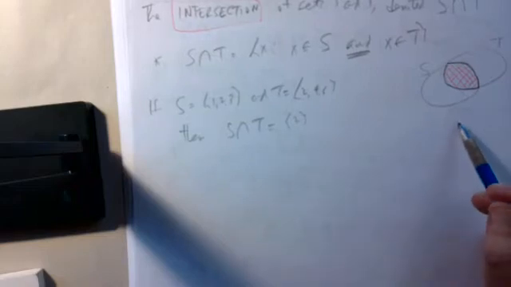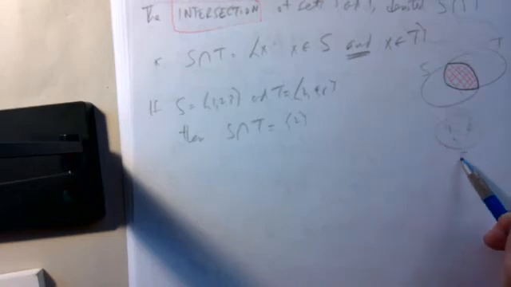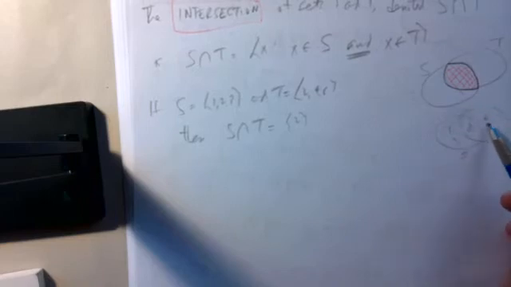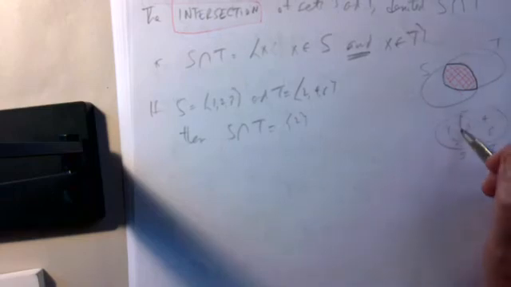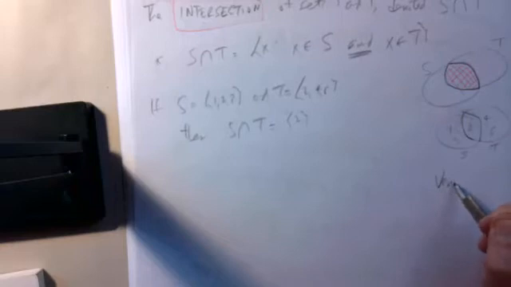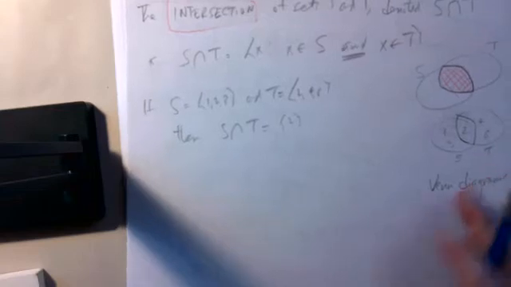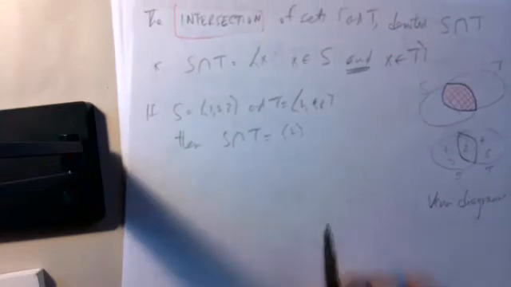A picture of that would be, let's say we have 1, 2, 3 in S and 2, 4, 6 in T. And what's in the intersection? It's just the number 2. When you draw pictures of sets like this, these are often called Venn diagrams. A Venn diagram is just a picture of a statement about sets.